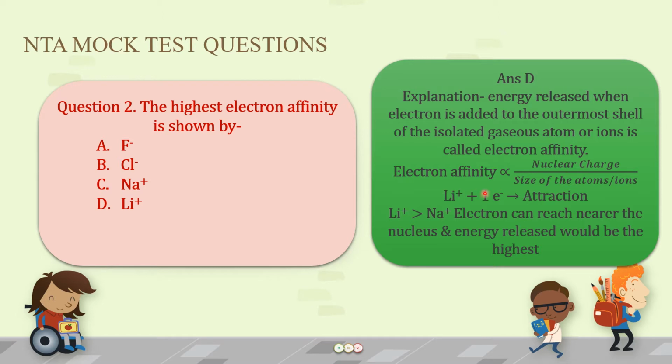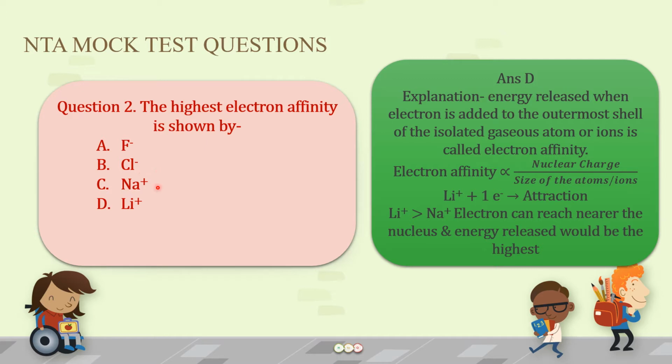Here just understand that electron affinity is going to be directly proportional to the charge density, which is nuclear charge over the size of the atom or the ions. In case of the fluoride ion and the chloride ion, the charge is going to be negative, whereas in case of the sodium and the lithium ion, the charge is going to be positive. So obviously a positive value is going to be greater than a negative value. So the electron affinity is going to be more for the sodium and the lithium ions in comparison to the fluoride and the chloride ions. I hope first of all this is clear.